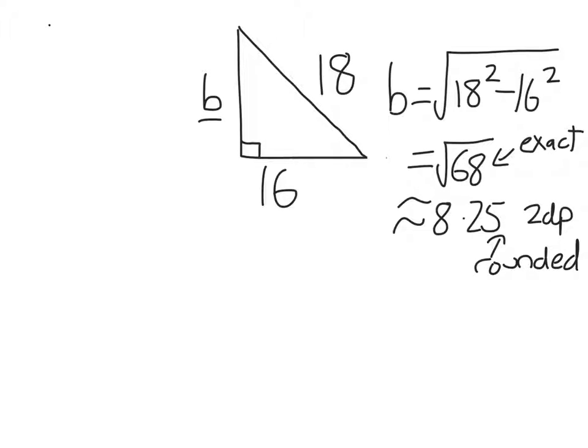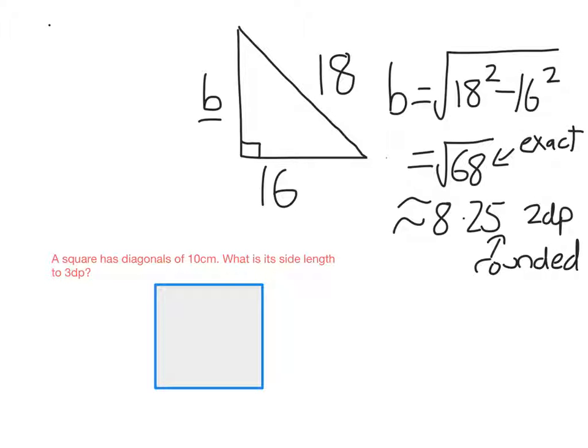All right, so we'll do just one more question that is worded this time. So let's have a go at this question here. A square has diagonals of 10 centimeters. What's the side length to 3 decimal places? So if we are given a worded question like that without a diagram, first what we need to do is draw a diagram. So I'm going to draw a square now. That square, we're told, has diagonals that have a length of 10 centimeters. So the diagonals are this, okay? So that there is 10 centimeters long.